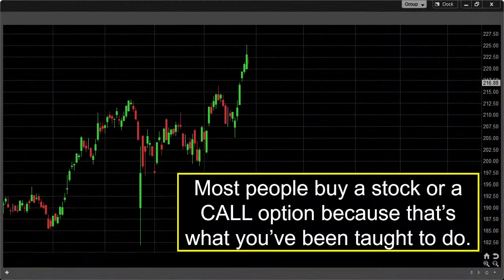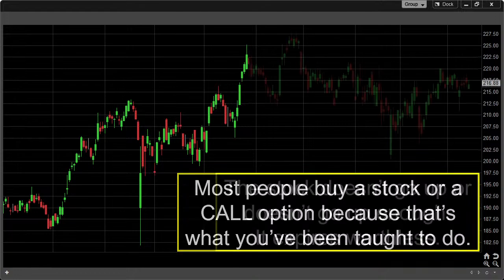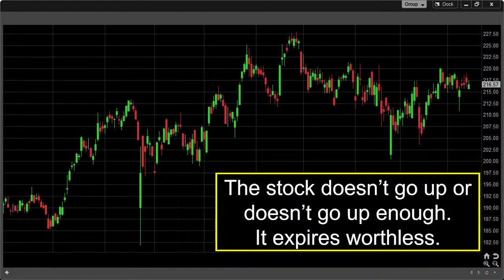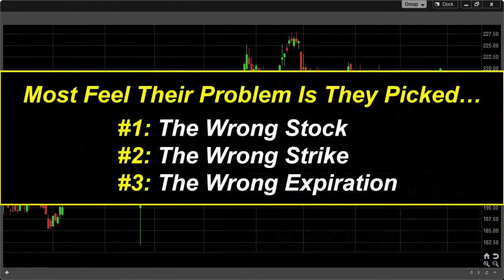Here's an example of a typical trade you've been taught to make. You find a stock you like, you think it's going to go up, so you either buy shares of it or you buy a call. Now, why do you buy a call option? Well, mainly because when you started learning options, it's what you were taught to do. But what ends up happening a lot of times? Maybe the stock doesn't go up, or worse, it doesn't go up maybe enough, and that call that you bought ends up expiring worthless. Has that ever happened to you? Yes? Well, what's the problem that's causing you to lose?